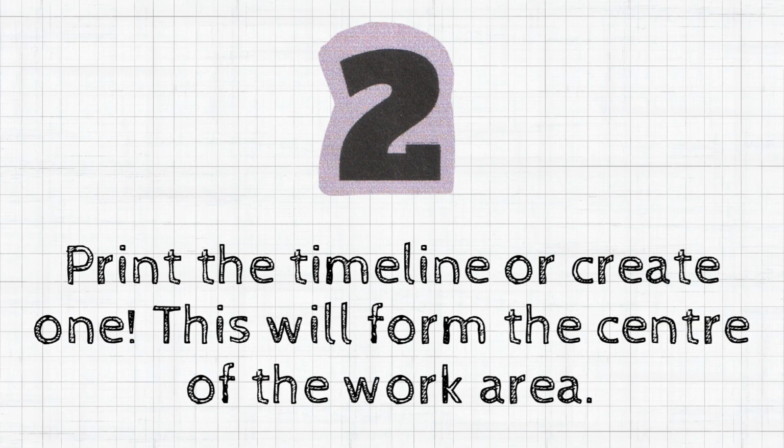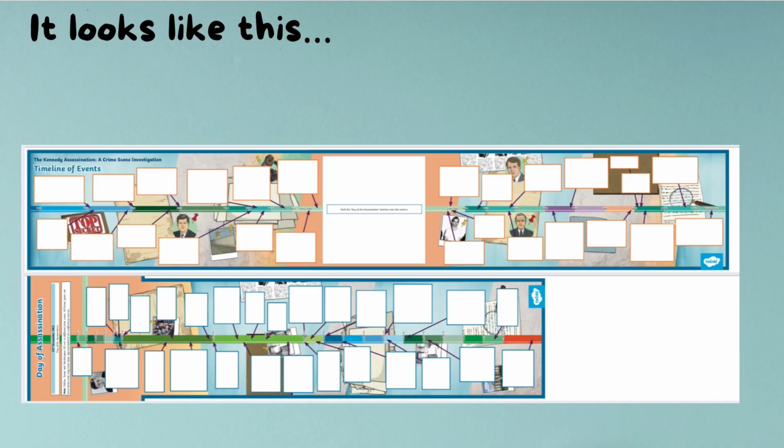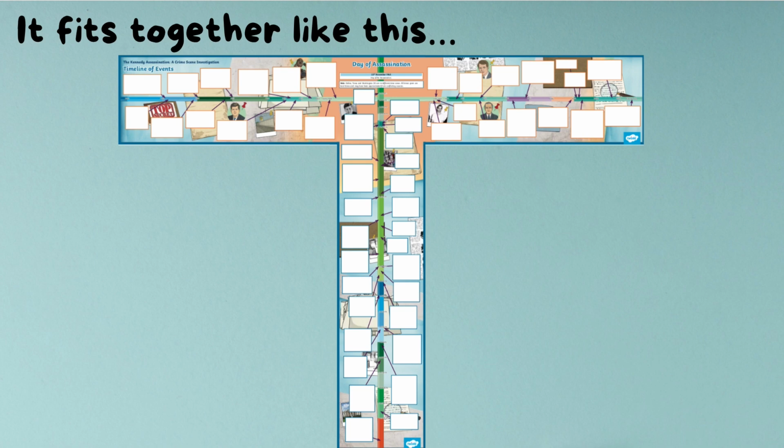Instruction 2 is to print the timeline or create one. This will form the centre of the work area. The timeline looks like this, and it fits together like this, with long-term events horizontally across the top and events of the day running vertically.